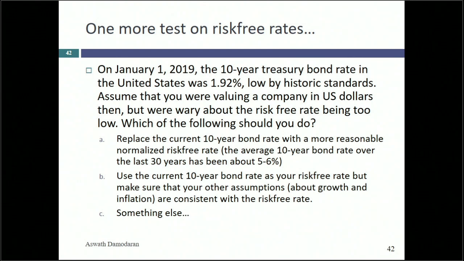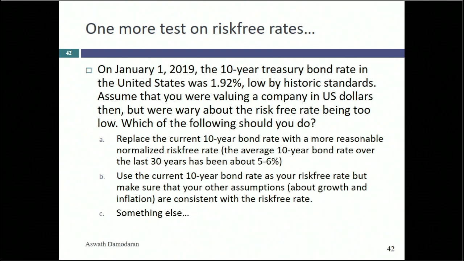So let me ask you a question. You see that 1.92%? You say, that's a really low number. It's now down to 1.56%. It's even lower. So I'm going to ask you whether I should just use that rate because that's the rate, or should I replace it with something more normal? Maybe an average for the last 20 years, the last 30 years, the last 40 years. Let's say they take the average for the last 30 years. Let's say it's 5%. Should I replace my risk-free rate with something more normal?